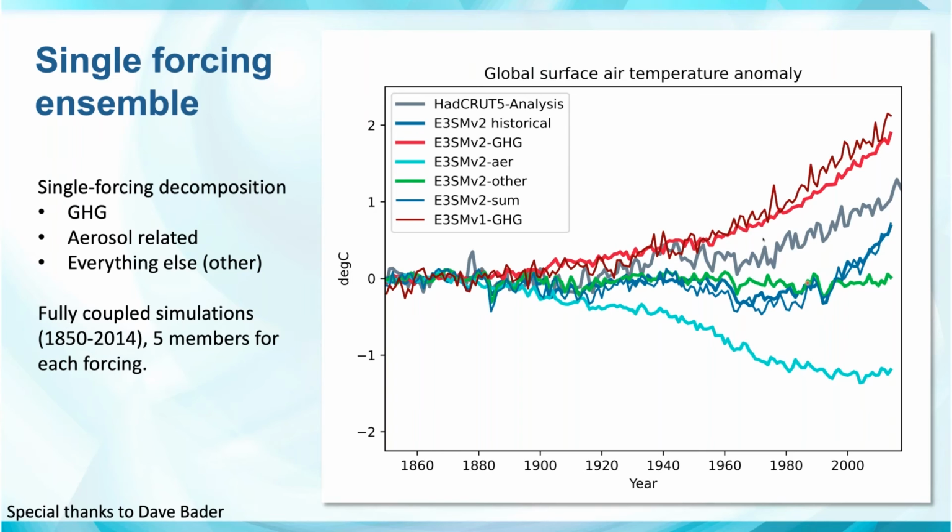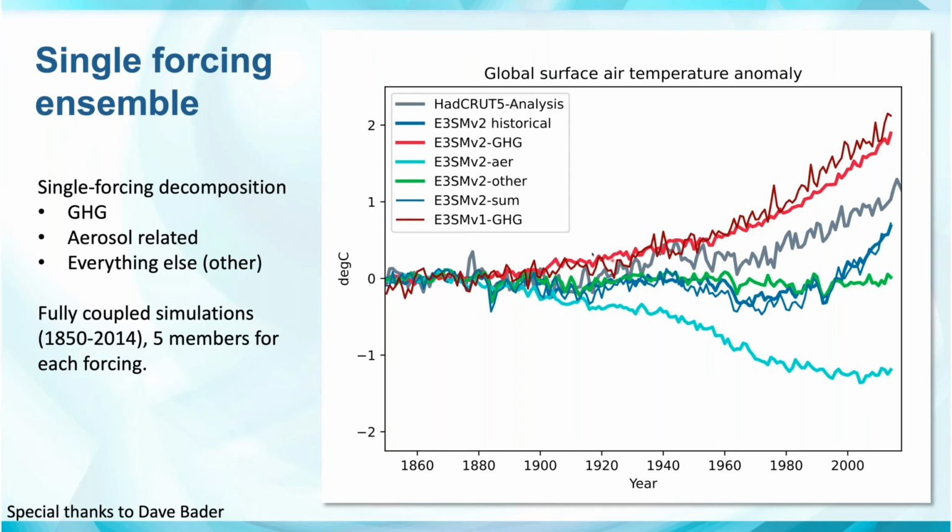So the big terms are the greenhouse gas, which warms, and the aerosol, which cools. And you can see that they look very similar to each other in magnitude, at least up to the late 20th century, which is why for a large part of the historical record, we see no warming.